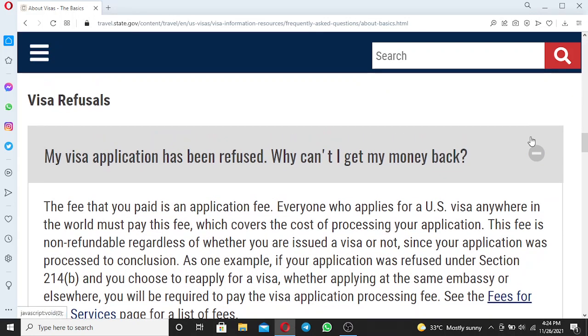So, you have gone to the US embassy or consulate applying for a visa and your application was refused. And you have already paid the application fee, or we call it the visa fee. That application fee is non-refundable, regardless of whether you were issued the visa or not. And since your application was processed to conclusion, your visa fee will not be refundable. That is all about the issue of visa refusal.